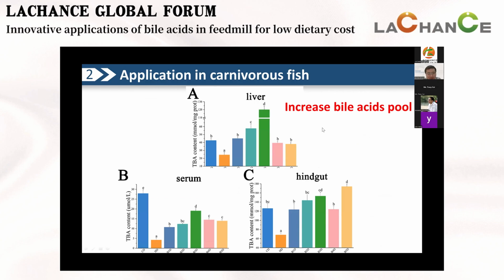Here is the bile acids content in the liver, in the serum, and in the intestine. We can see that in the high-fat diet, the bile acids decreased. And with the supplementation of the bile acids, the bile acids in the liver, in the serum, and in the intestine all increased. So the supplementation of the bile acids increased the bile acids pool in the group.